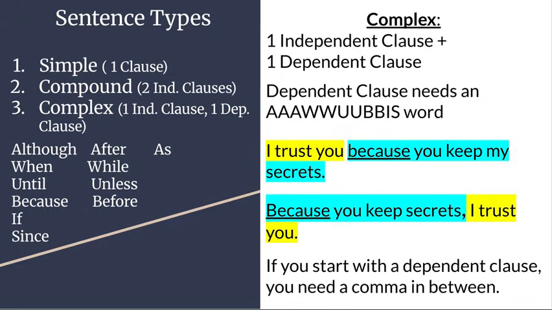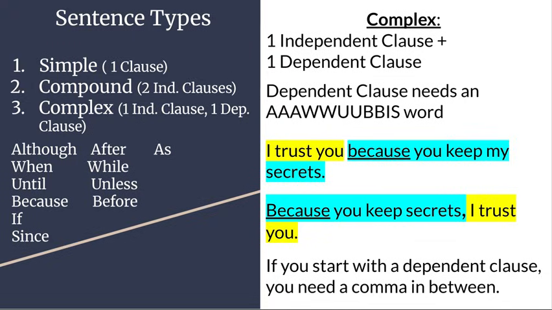A complex sentence is an independent clause and a dependent clause, one of each. Remember, dependent clauses must start with an AWOBIS word. If you begin your sentence with your independent clause, no comma is necessary. Like, I trust you, if you follow it up then with the dependent clause, because you keep my secrets, this sentence works. It's complete and you don't need a comma. However, you can be fancy and switch your order up. You can start your sentence with your AWOBIS word: because you keep secrets. But if you do that, you must have a comma to separate.